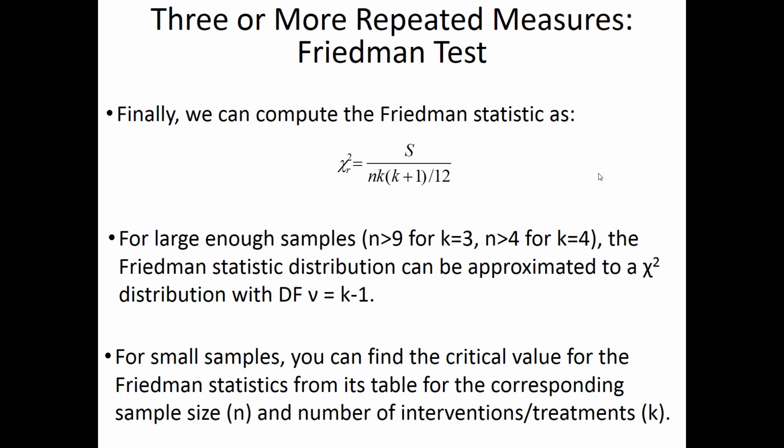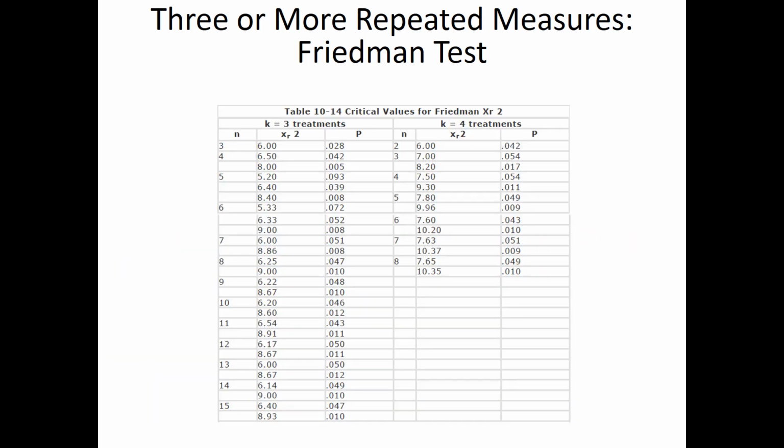For small samples, the critical value for the Friedman statistics has been tabulated and can be found on page 224 in the text in table 10-14. This is a table for the critical values for the Friedman statistics.